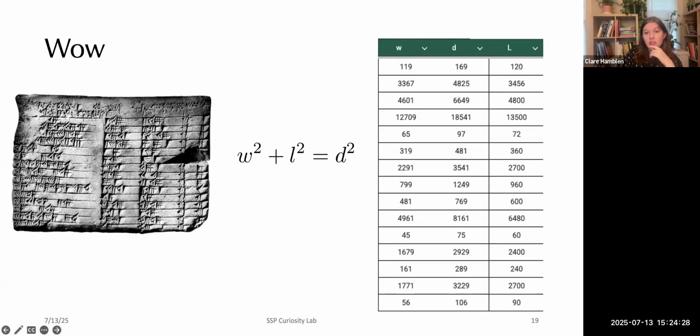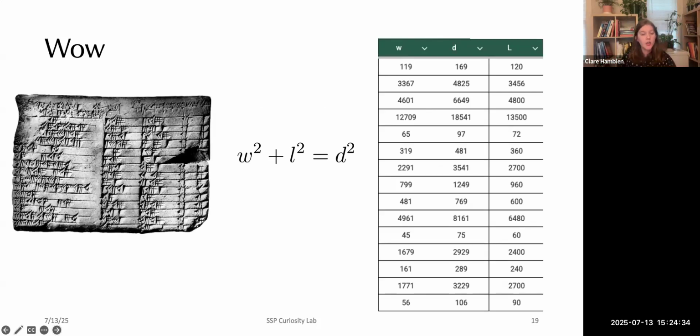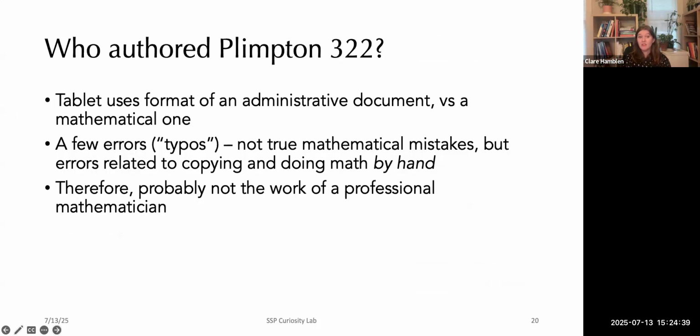The next question that we're going to work on here is who wrote this? At this point, you should be hopefully pretty convinced that we are looking at a partial list of Pythagorean triples. The question now is who wrote this tablet? The first interesting thing here is the tablet is formatted like an administrative document and not a mathematical one. There are actually a few errors in the original tablet, and I corrected those errors in the translation that I showed. What's important is those errors are not truly mathematical mistakes, but they're errors related to copying and to doing math by hand.